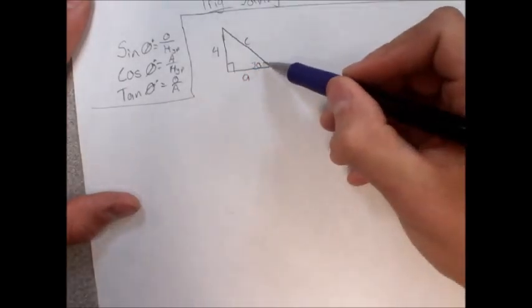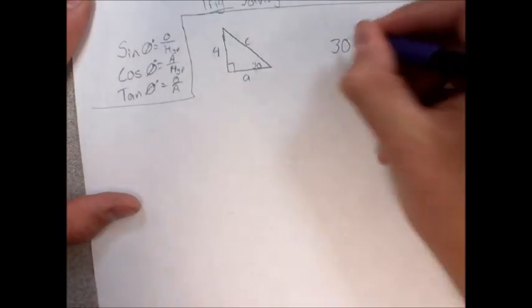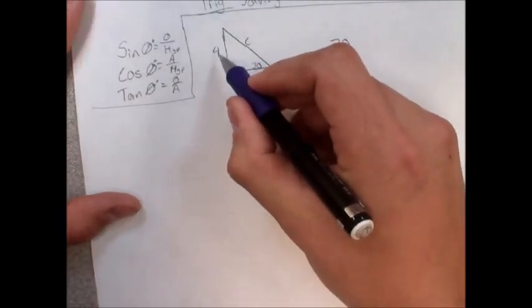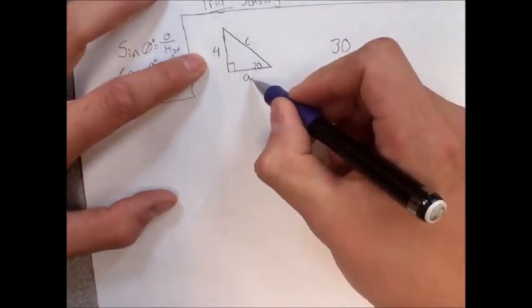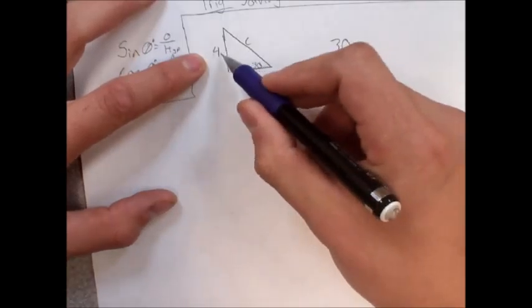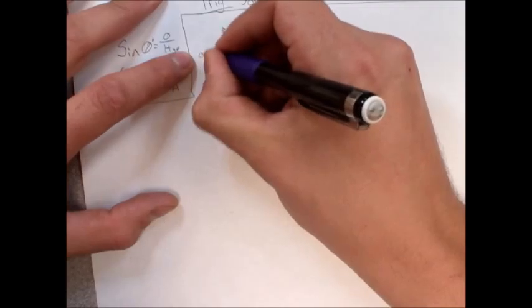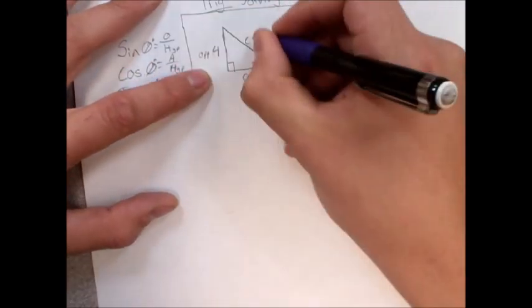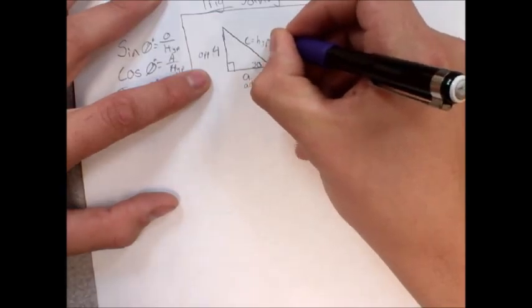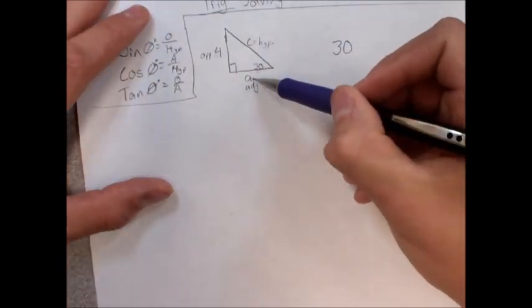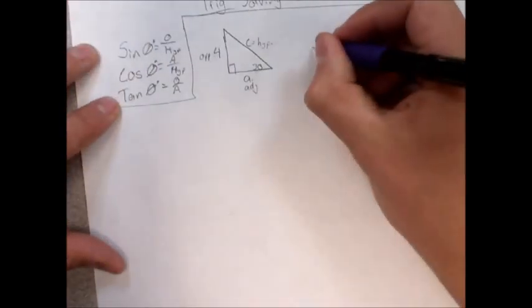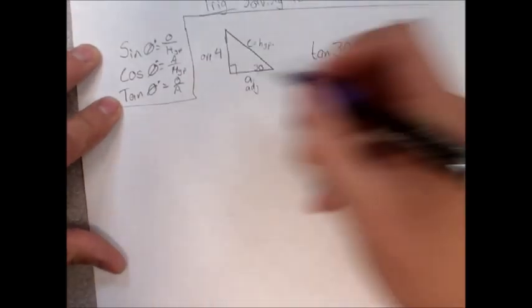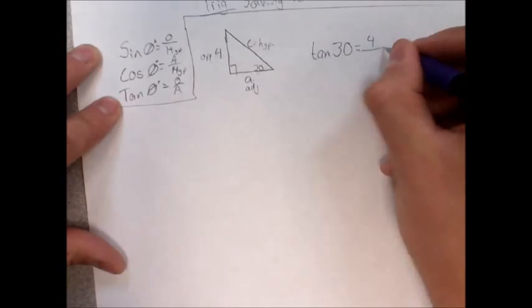So I look at the angle that they gave me, which is 30. I'm going to take what I know, which is 4, which is opposite of 30. And I want to find A, which is adjacent to 30. So if this is opposite and this is adjacent, then what is C? Hypotenuse, thank you. If I want to find A, which of the functions use opposite and adjacent? Tangent. So tangent of 30 equals opposite, which is 4, over adjacent, which in this case is A. That's how I would set it up initially.